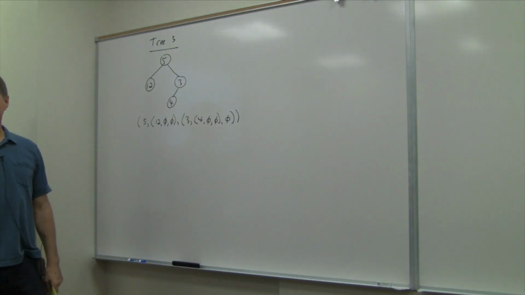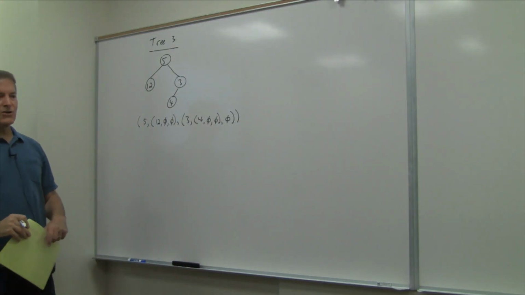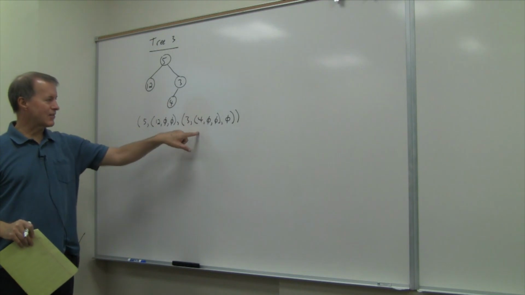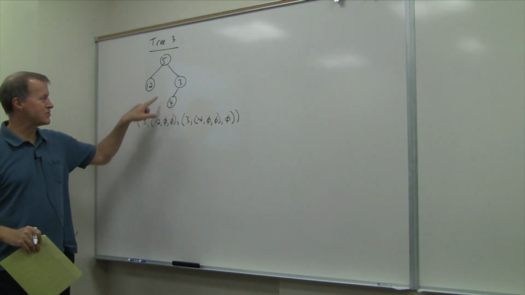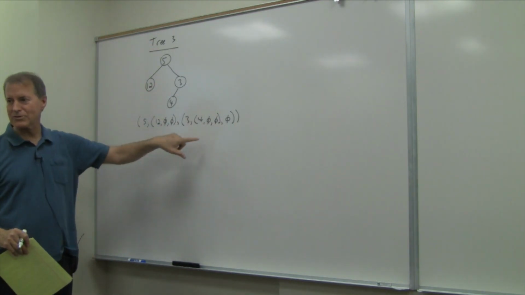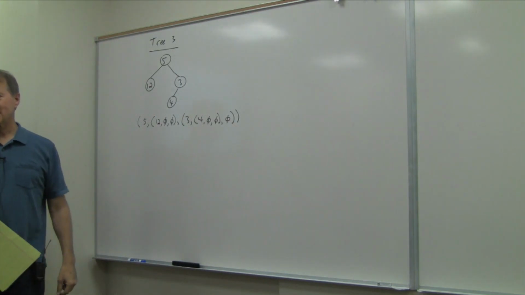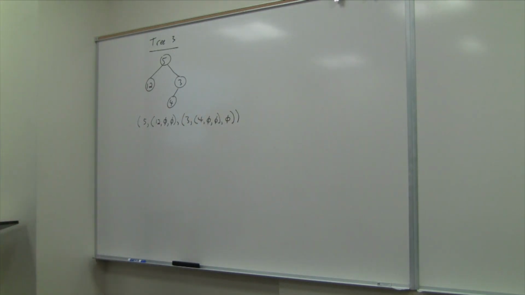All right. Now, given something written like this, you should be able to draw it, and given you can draw it, you should be able to write it. Does everybody see how that works? Okay.